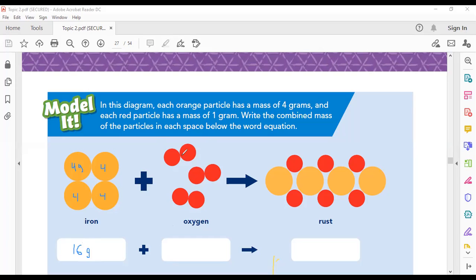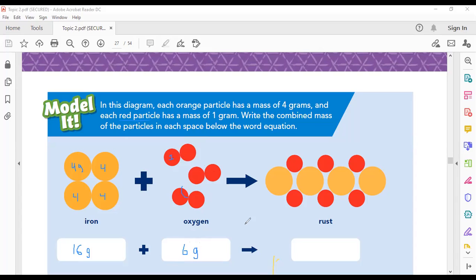And each red particle, by the way, these are the iron atoms. The total mass of iron atoms is 16 grams. What about the oxygen atoms? Each red particle has a mass of what? 1 gram. So each one of them is 1. What is the total mass of the oxygen atoms? 1, 2, 3, 4, 5, 6. So it is 6 grams.